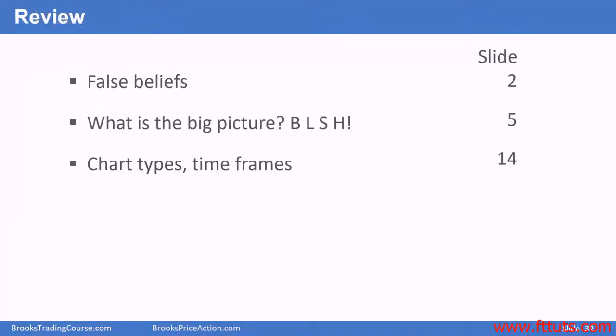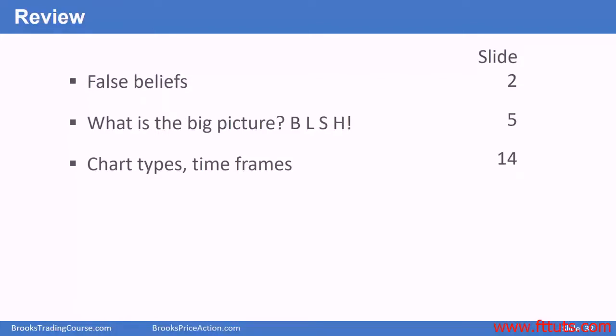In this video, I talked about false beliefs. The most important one is that there are perfect trades. Another important one is that there's a perfect time to enter. There are no perfect setups, and you can enter at any time all day long, because institutions are entering, buying and selling all day long.